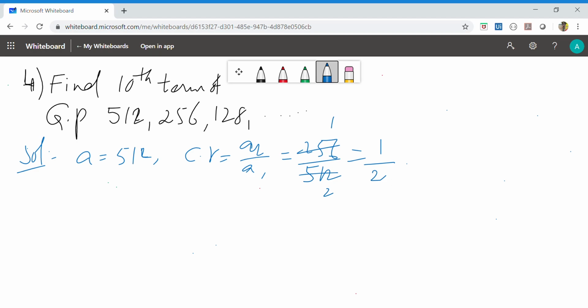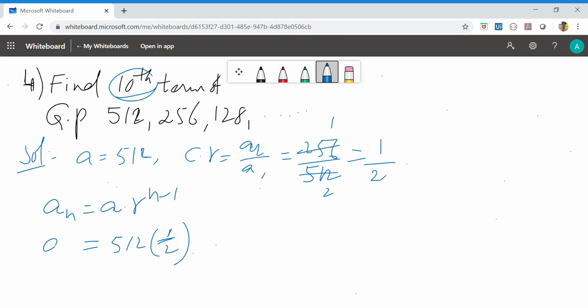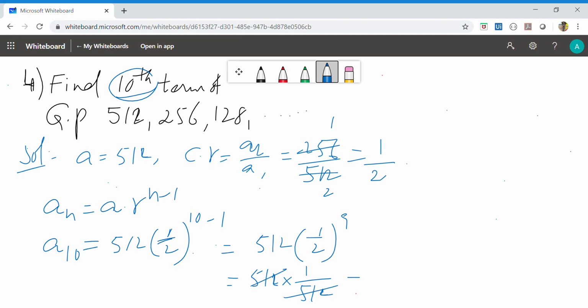Then the general term of a GP, an, is equal to a into r to the power of n minus 1. a is 512 into r is 1 by 2 to the power of, which term did he ask? The 10th term, indicated by a10. So what is n? 10. 10 minus 1 is 9, so it is 512 into 1 by 2 to the power of 9. So 512 into 1 by 2 to the power of 9 is 512 by 512, because 2 multiplied 9 times gives 512. What is the answer? 1 is the answer.